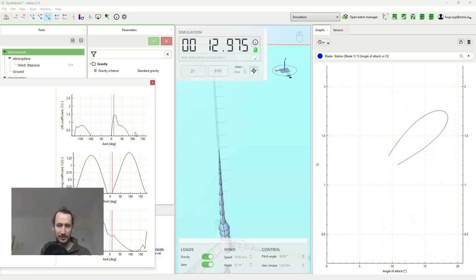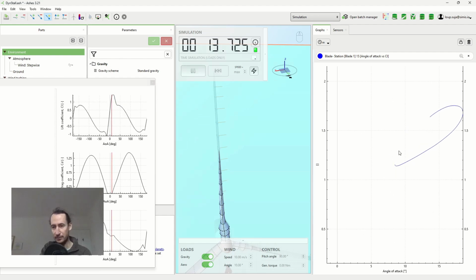And if I pause this again, now instead of being on that curve, I'm somewhere around it. So now when I increase and decrease the angle of attack, the lift coefficient varies like this. There's this hysteretic loop that you can clearly see here on this graph.